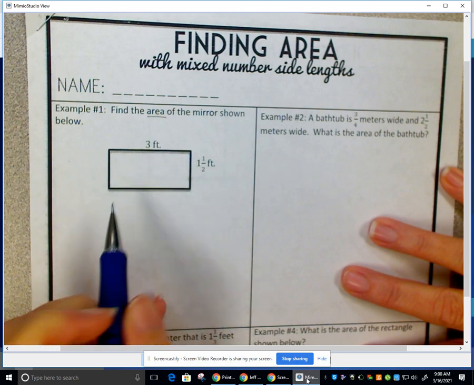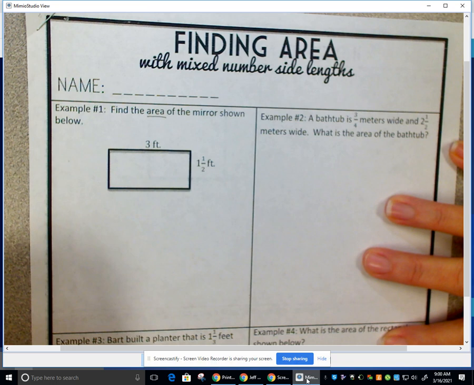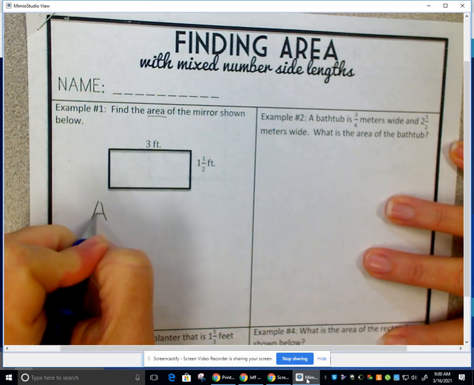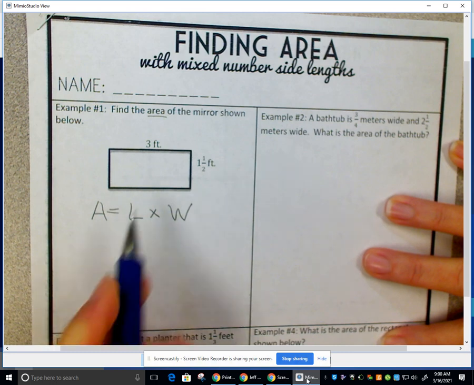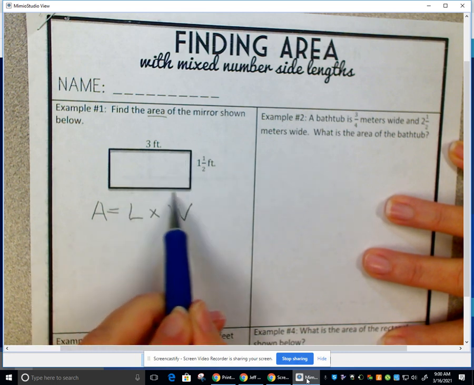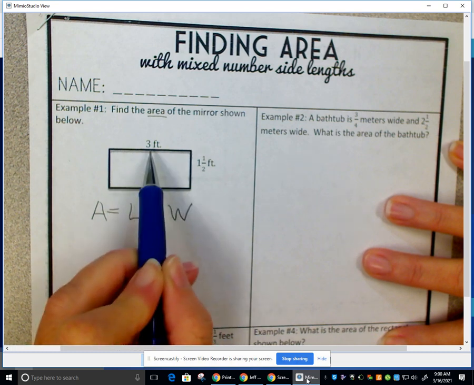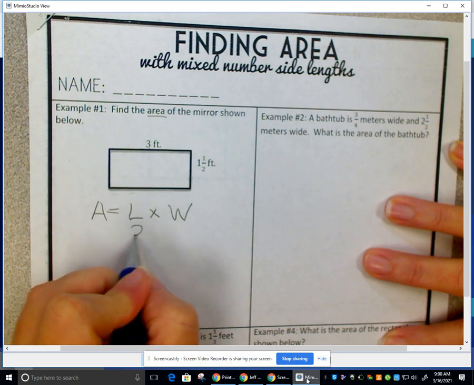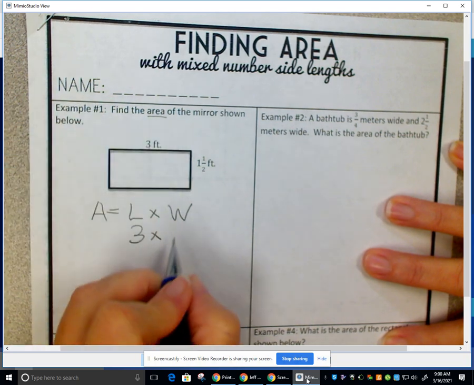They want us to find area. Now remember, we know that area has a formula just like volume does. Area equals length times width. So I'm going to do the length and then the width. My length, I like to always use my line across the front. So if this is 3 feet, this is 3 feet. And my width will be here, 1.5 feet.